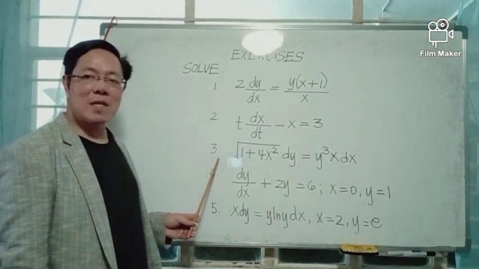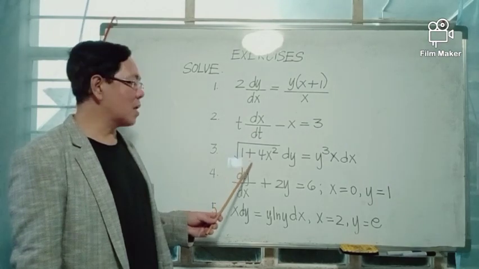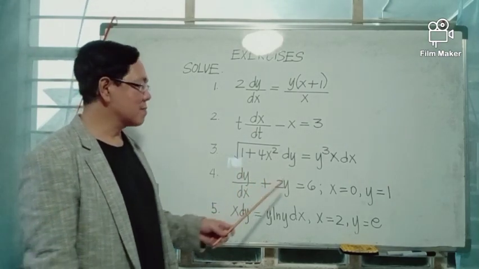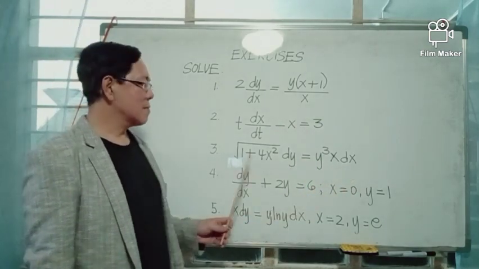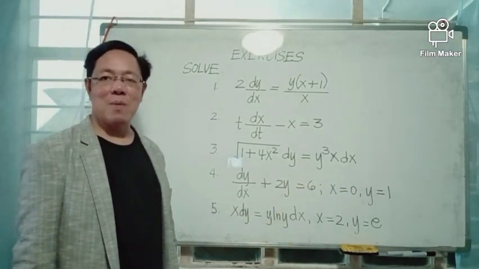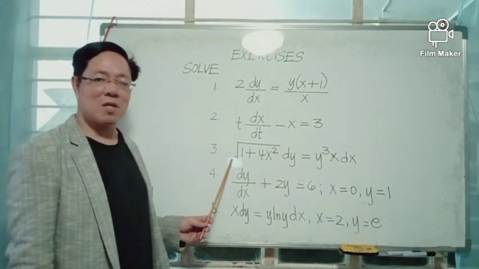In number 3, the given differential equation is the square root of quantity 1 plus 4x squared dy equals y cubed x dx. Apply separation of variables to find the general solution of this differential equation.